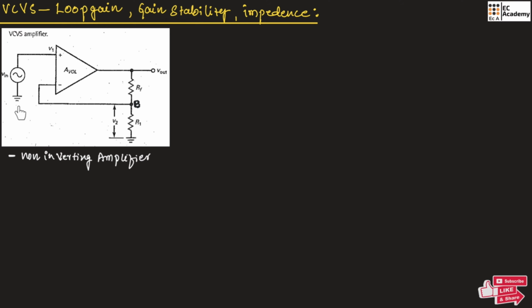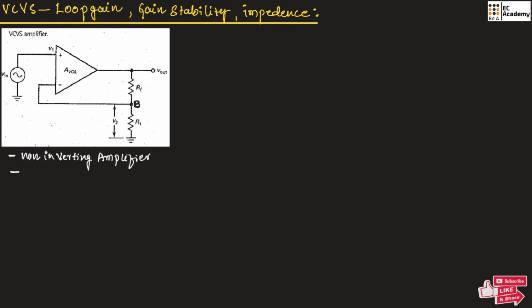In a non-inverting amplifier, the input is connected to the non-inverting terminal of an op-amp, and from the output the feedback is connected to the inverting terminal of the op-amp. Since the input is connected to the non-inverting terminal, this type of amplifier is known as a non-inverting amplifier.